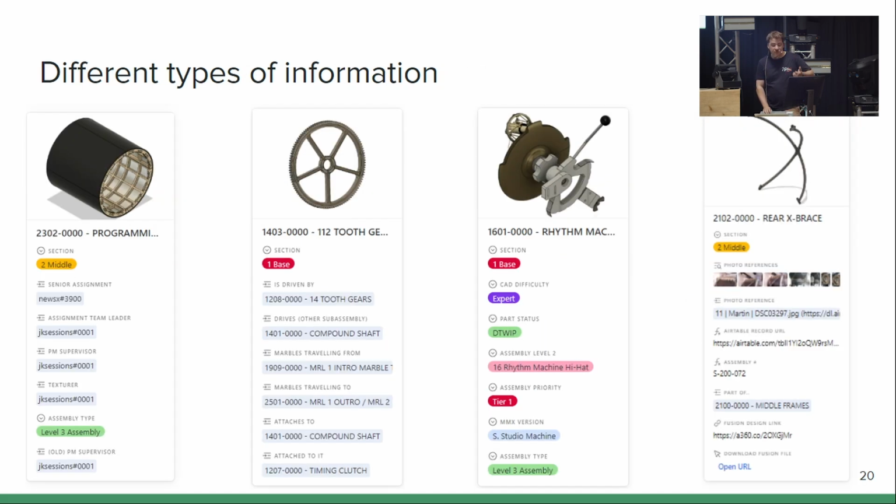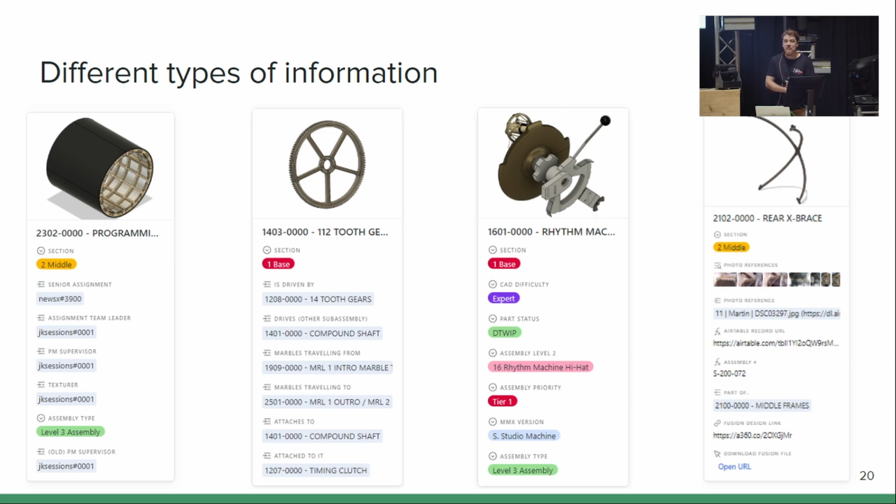There are then specific types of data, and I've set out 4 different parts here, and I'll walk you through them. We have the people data, so who is doing what on a specific part. Then specifically, I've pulled out the 112 tooth gear. That is the only part that is both driven and drives something, has marbles going in and out of it, and is the only part that is attached and then attaches to something else.